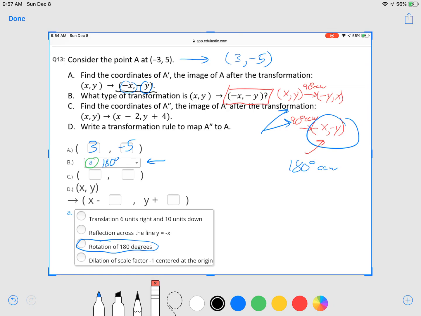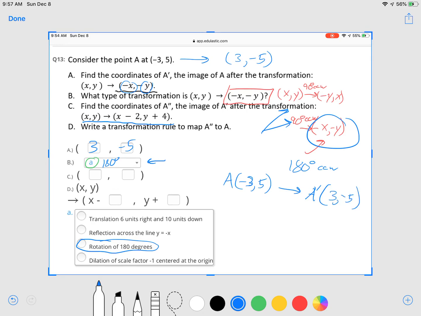Okay, part C. Part C says find the coordinates of A double prime. So we've already moved from A to A prime, and we need to see what are the coordinates after we apply this transformation. Okay, so what is A prime? Actually, let's start even further back. A was (-3, 5). That's the beginning of the question. We performed a transformation and we got A prime, which is the answer that we got for part A, which is (3, -5). And now they're asking us, what is A double prime after this transformation that they're giving us in part C?